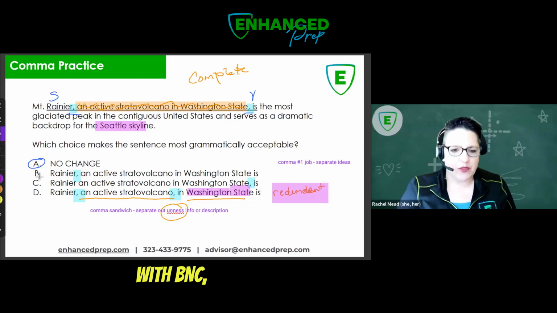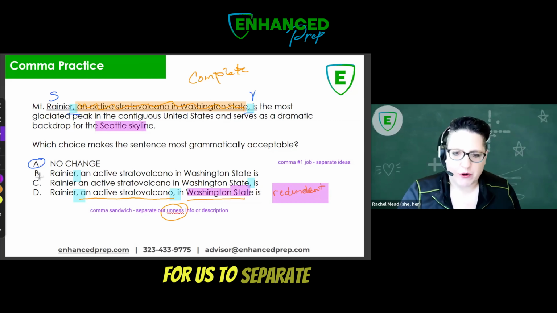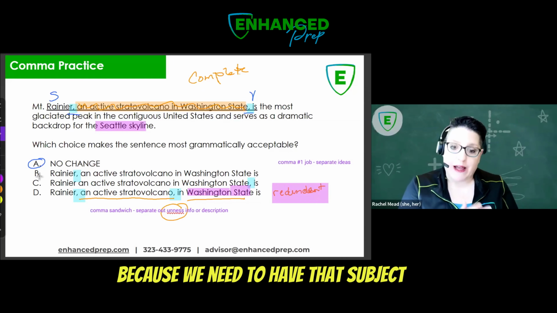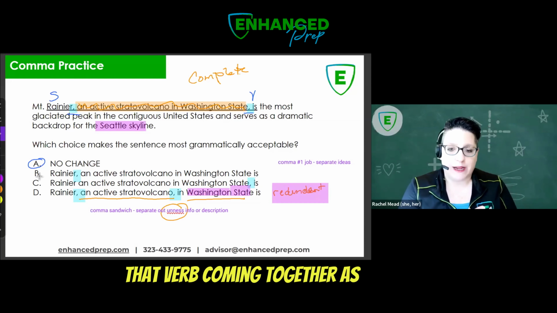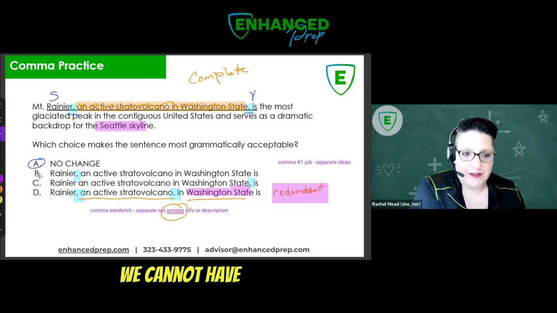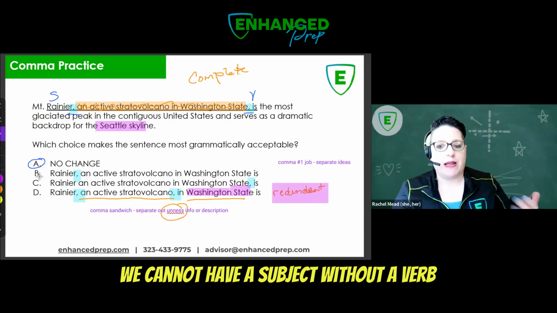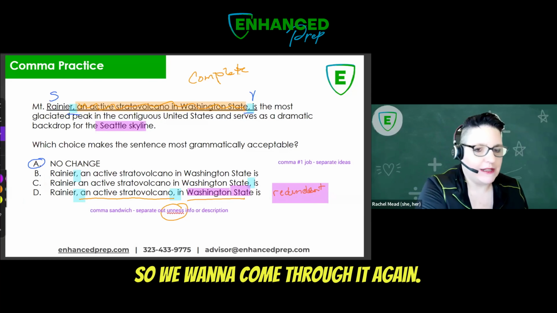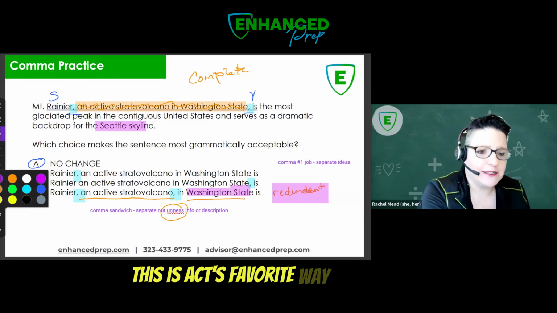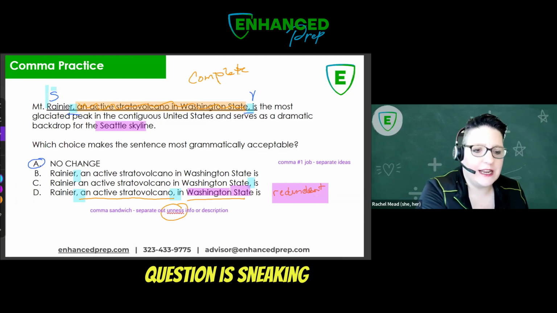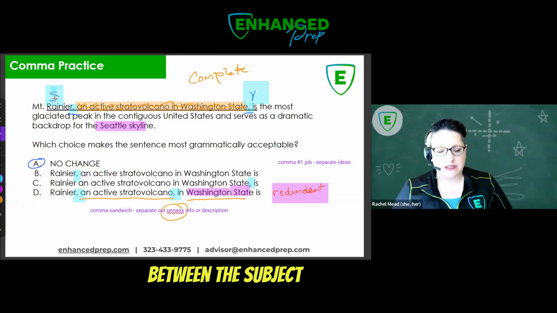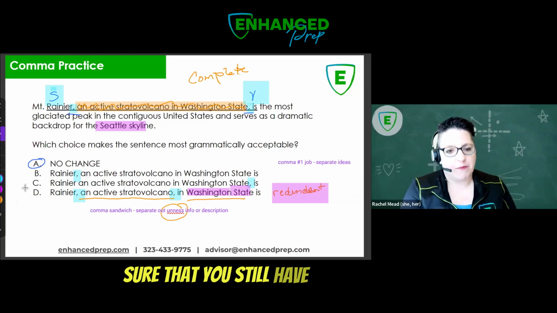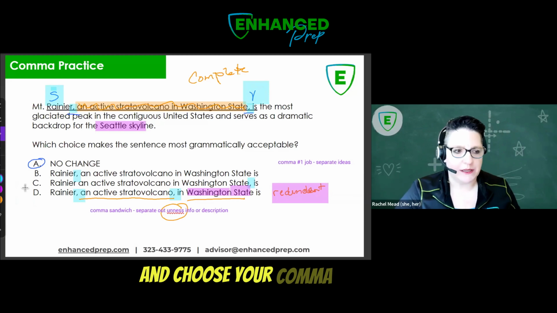With B and C, they're not the right place for us to separate our ideas because we need to have that subject and that verb coming together as one idea. We cannot have a subject without a verb and have it be considered an idea. So we want to come through, and again, this is the ACT's favorite way to test this question, sneaking it in directly between the subject and the verb. Take the whole entire phrase out, make sure that you still have a complete idea, and choose your comma sandwich.